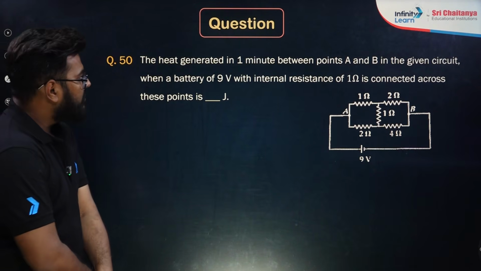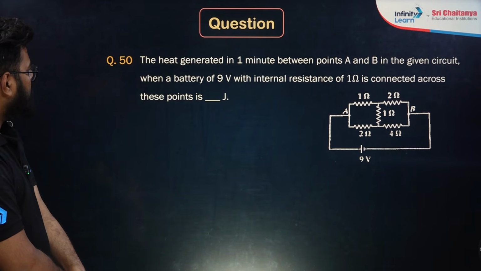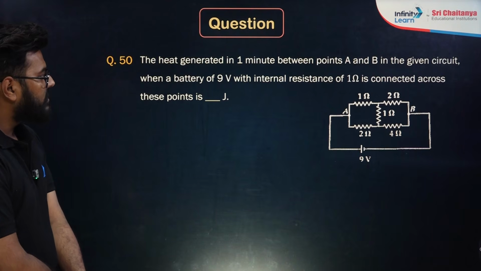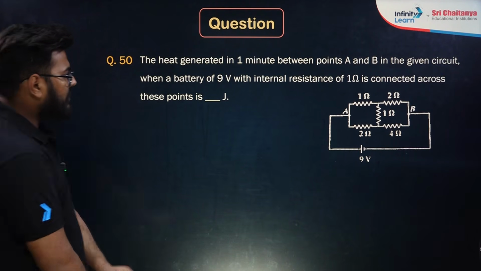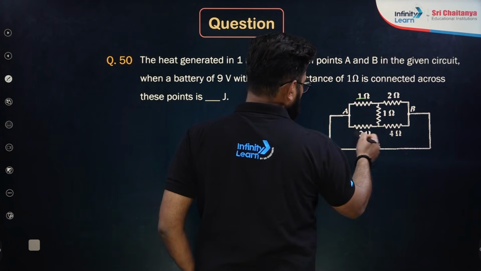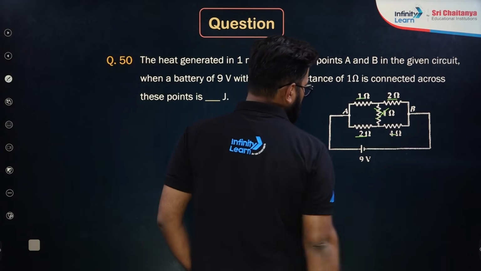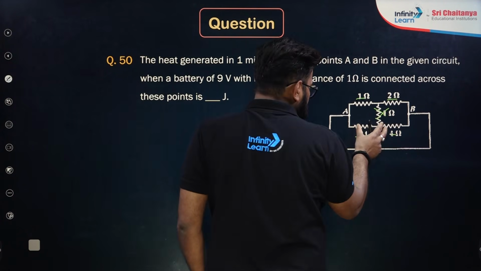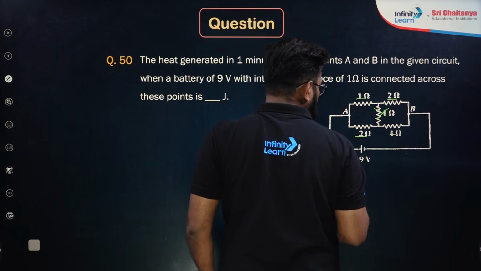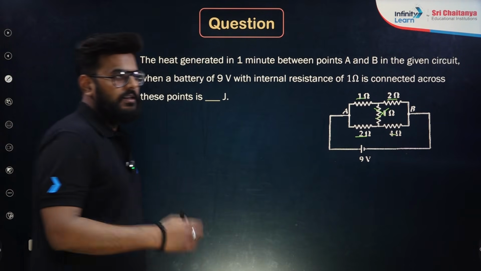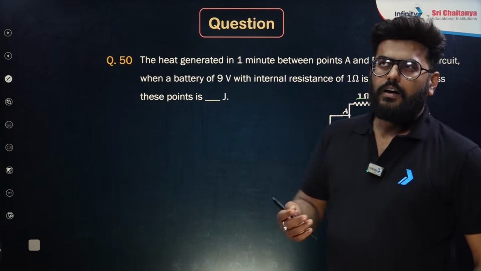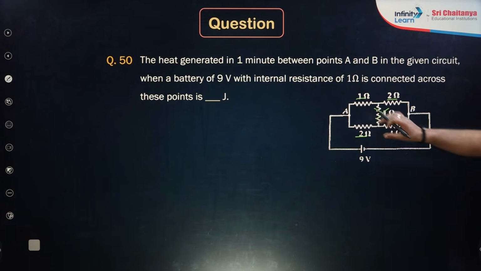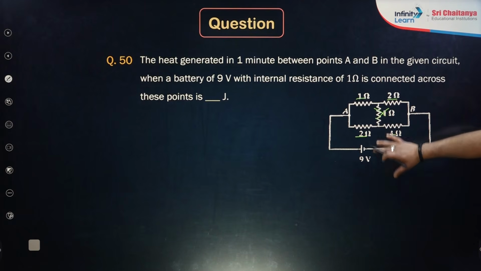The heat generated in 1 minute between points A and B in the given circuit, when a battery of 9 volt with internal resistance 1 ohm is connected across it. See, first of all, this is a Wheatstone bridge, 1:2 is 2:4, so no current through this. What is the equivalent resistance? The equivalent resistance is 3 plus 6 and 3 in parallel, 6 into 3 upon 6 plus 3, that is 18 by 9, that is 2 ohm. So 2 ohm was the equivalent resistance. So 9 upon 2 plus 1, that is 3. 3 ampere will be the current.